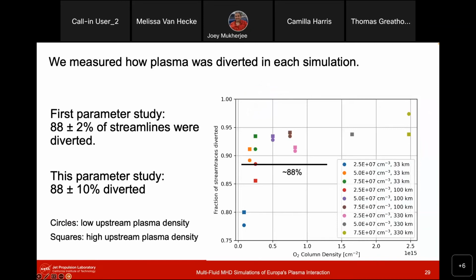In the first parameter study, all of the results pretty much fell on this line at about 88%, plus or minus 2%. So when we're not changing the atmosphere, we get pretty much the same number of streamlines hitting the surface. The reason the precipitation rate was still different is because of the density of the plasma carried on those streamlines. But in this parameter study, the result is very different. We see plus or minus 10% variability in the diversion of streamlines, and that is primarily what's controlling the precipitation rate of plasma onto the surface.